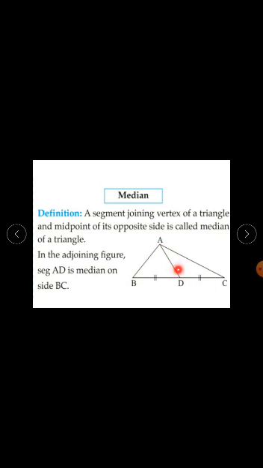So here AD is the median. In the adjoining figure, seg AD is the median on side BC. A segment joining a vertex of a triangle and the midpoint of its opposite side is called the median of a triangle. So seg AD is a median on side BC.